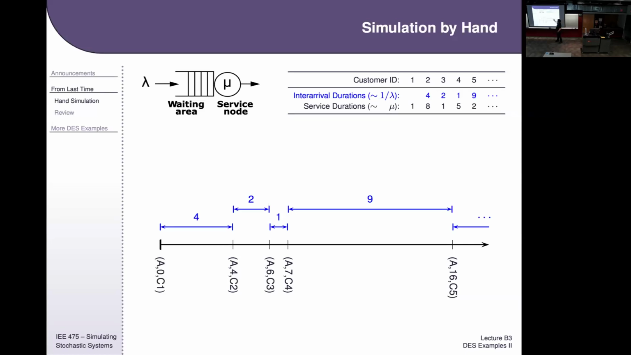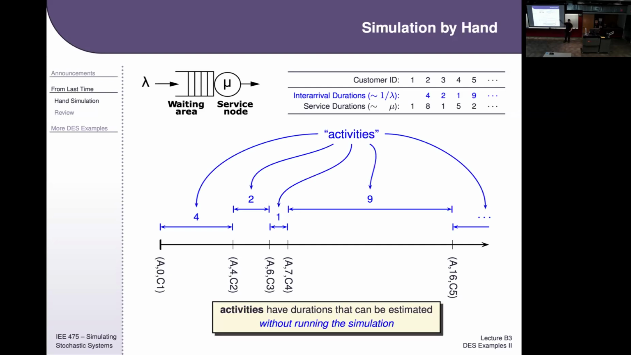So these are activities. We know them ahead of time. We didn't have to run the sim to get these activities. They were given to us. And so activities are durations that can be estimated without running the sim, unconditional waits.